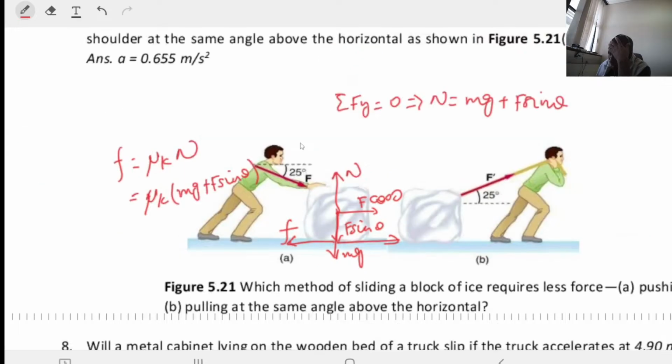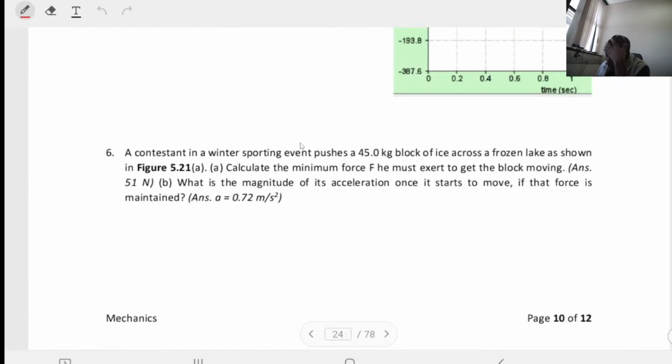Then I said, okay, let's go back to the question. The question is here, question number 6, which I said I don't know how to do. She said this contestant who is doing it in a winter sport event is pushing a 45 kilogram. Mass is given. The M.